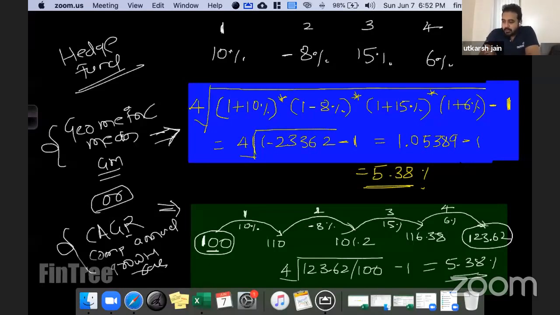Will raising to the power 0.25 also work as the fourth root? The answer is yes. Fourth root will also work on a calculator.